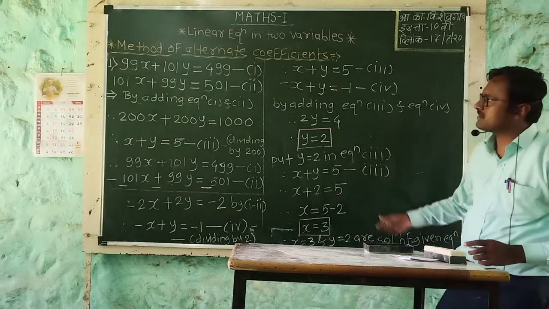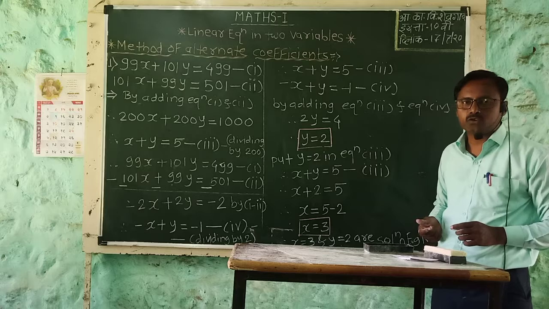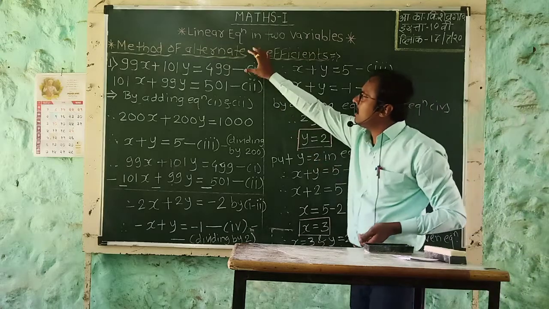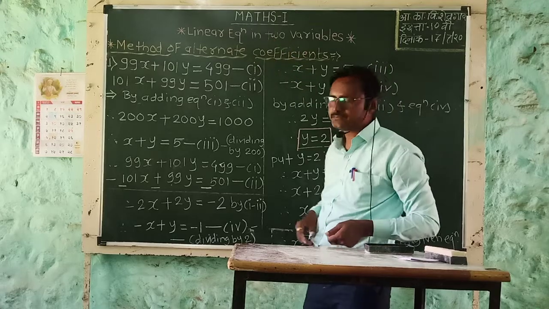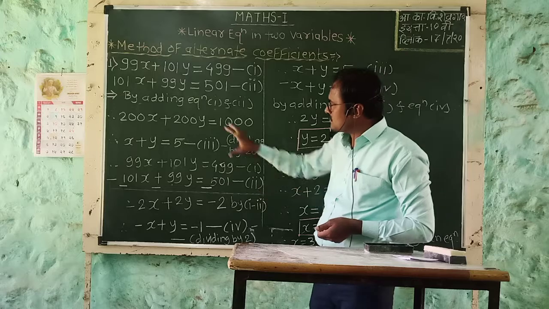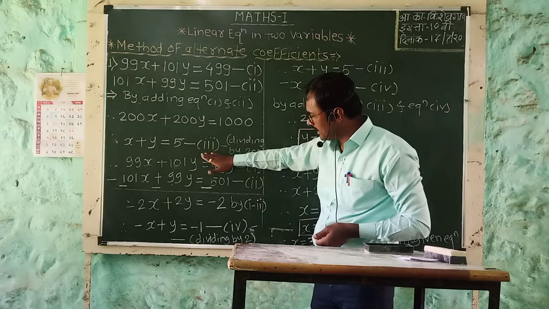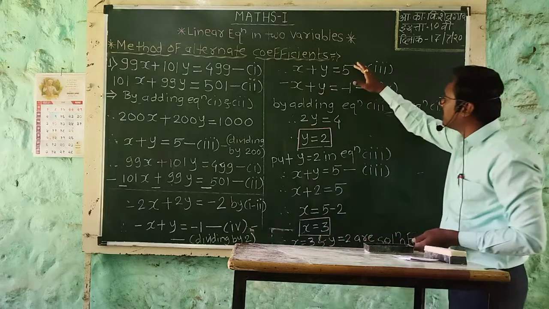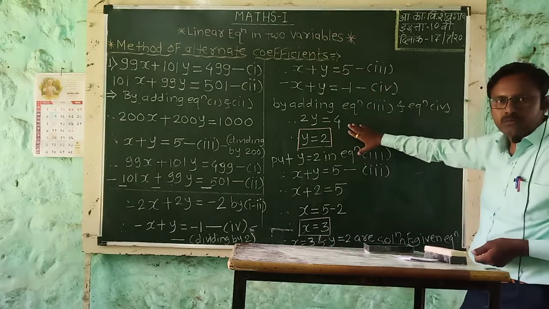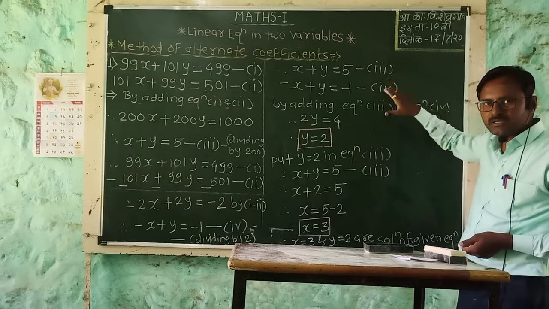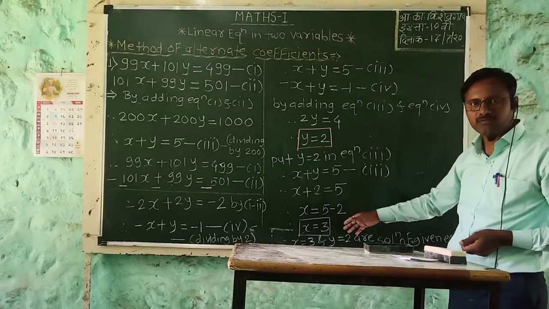Friends, this is the method to find the solution by alternate coefficients. Once you add, it gives you equation 3. Once you subtract, it gives equation 4. Consider 3 and 4, get the value of one of the variables, and substitute that value in any one of them. You get the related value of the other variable.